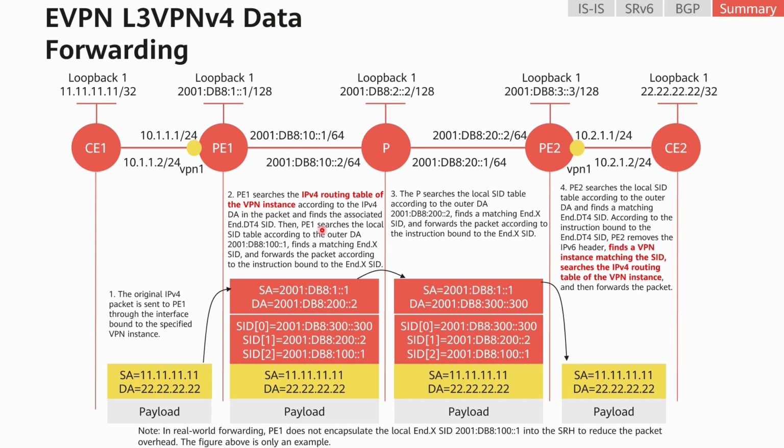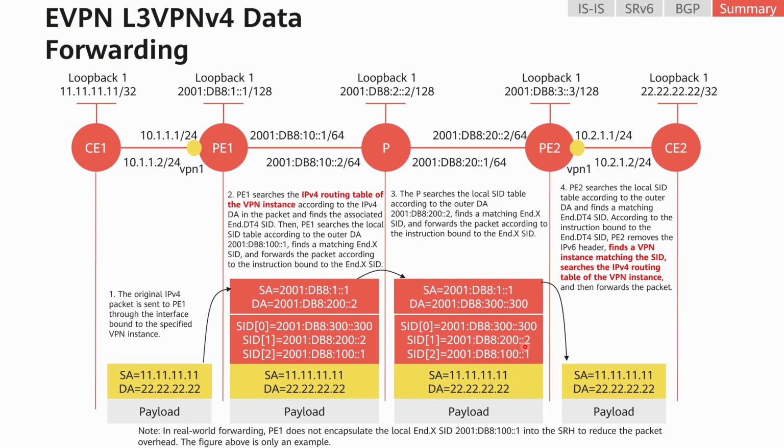In the forwarding phase, according to the instruction bound to the first end.x seed, P1 decrements the SL value by 1, changes the destination address to this address, and then forwards the packet through the outbound interface bound to the end.x seed. Third, the P searches the local seed table according to the outer destination address and finds a matching end.x seed. According to the instruction bound to the second end.x seed, the P decrements the SL value by 1, changes the destination address to this address, and then forwards the packet through the outbound interface bound to the end.x seed.